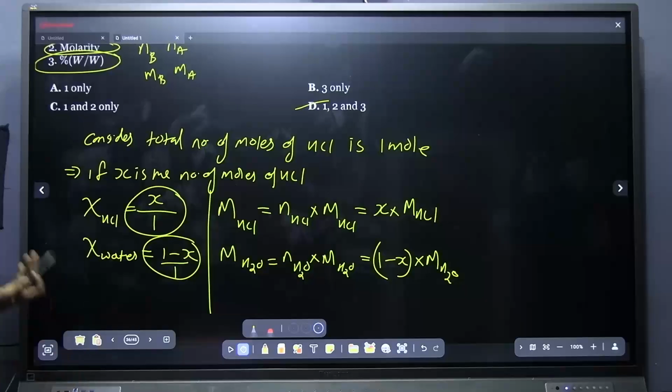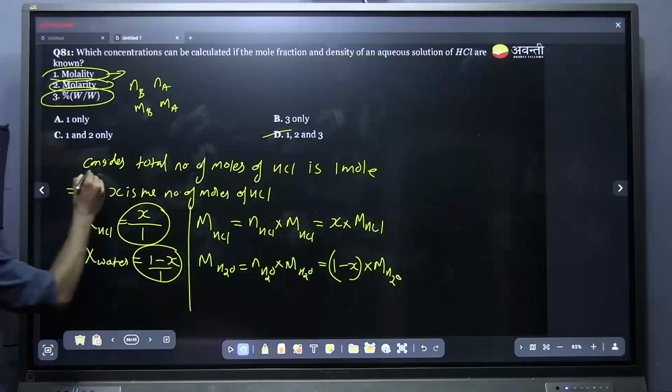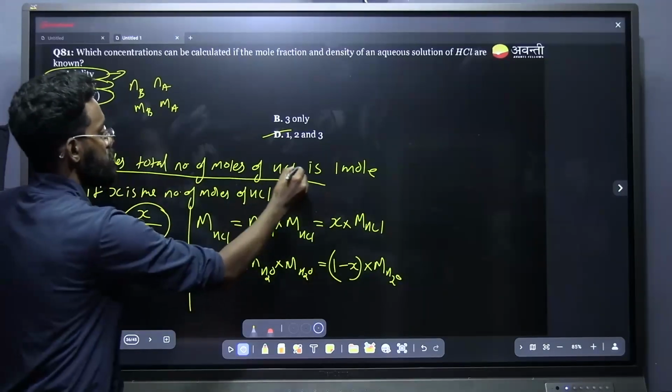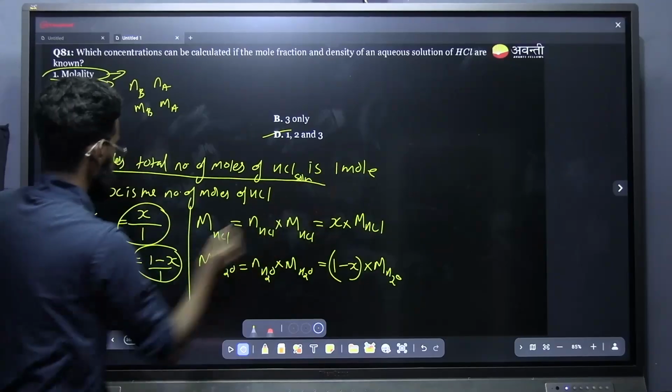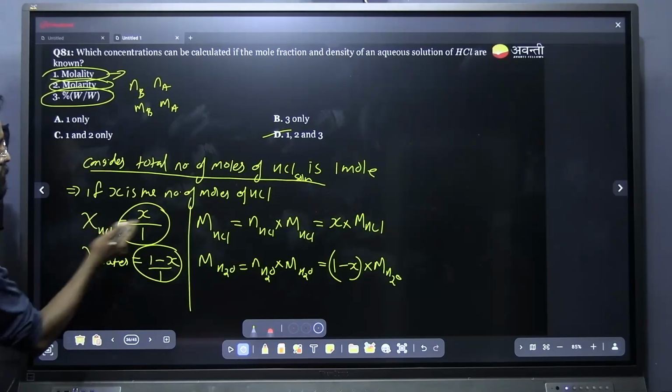If you got the number of moles and mass, what can you find out? You can find out all these things: molarity, mass percentage, everything. Okay. Is it clear? Anybody have any doubt? Suppose I am taking the total number of moles of HCl solution as 1 mole, that's why I divided by 1. When it becomes 1 mole, the number of moles and mole fraction both become equal.